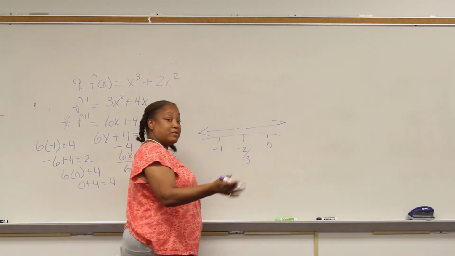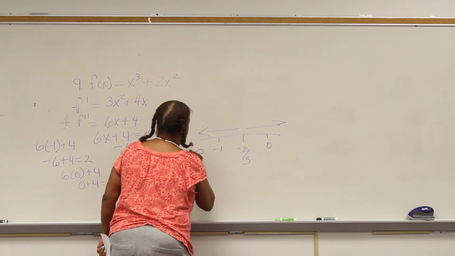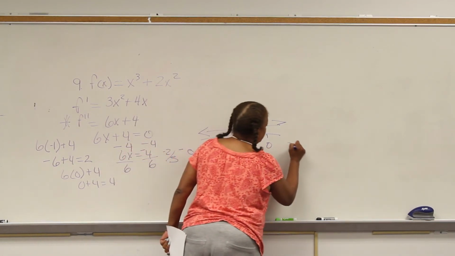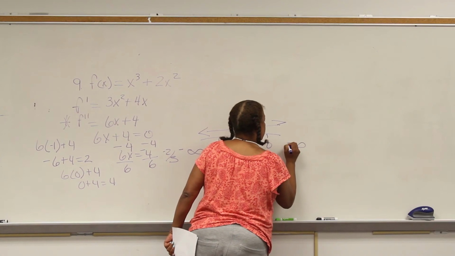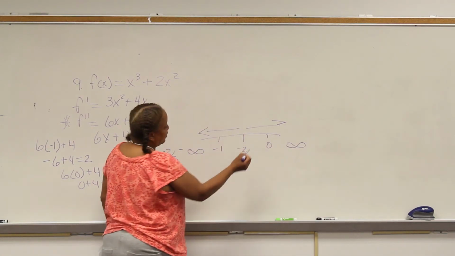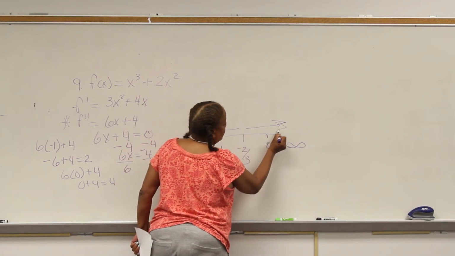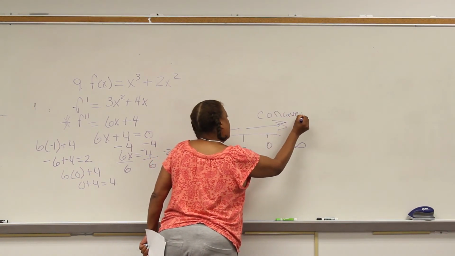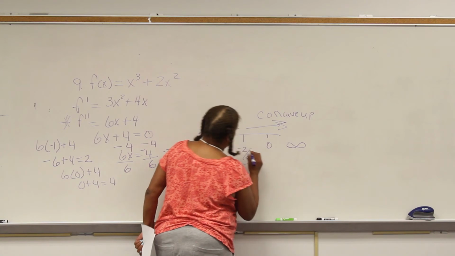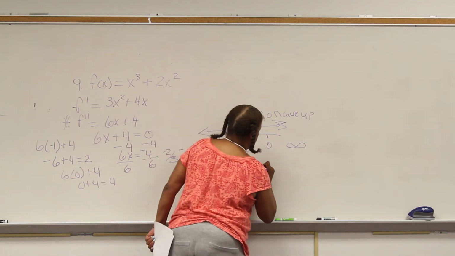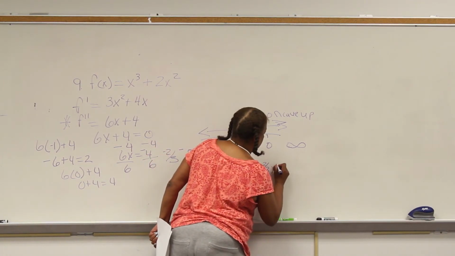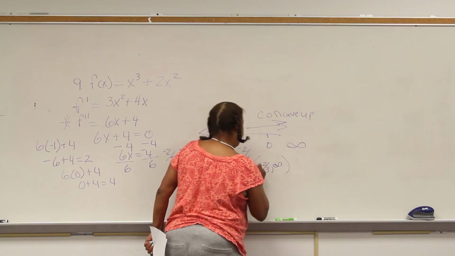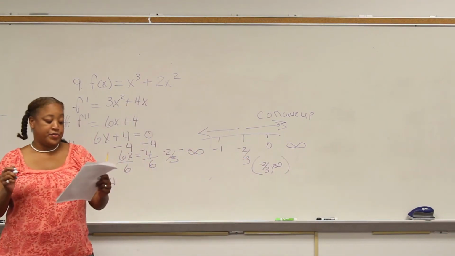So since we didn't have a domain, our domain is negative infinity to infinity. So going this way, it's going to be concave up. Which means the interval is going to be negative 2/3 to infinity. The answer is D.